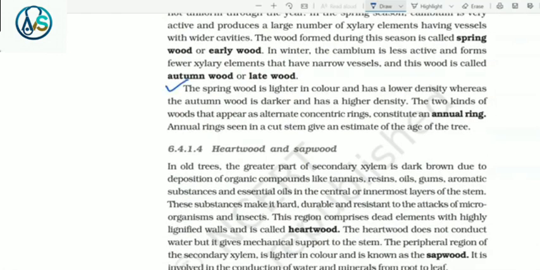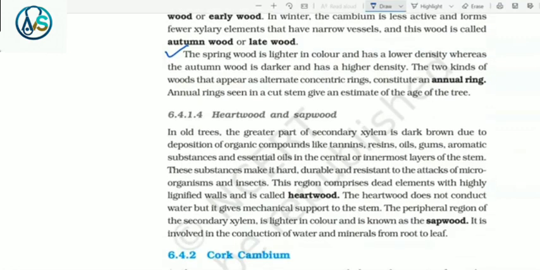The spring wood is lighter in color and has a lower density, whereas the autumn wood is darker and has a higher density. The two kinds of wood that appear as alternate concentric rings constitute an annual ring. Annual rings seen in a cut stem give an estimate of the age of the tree.